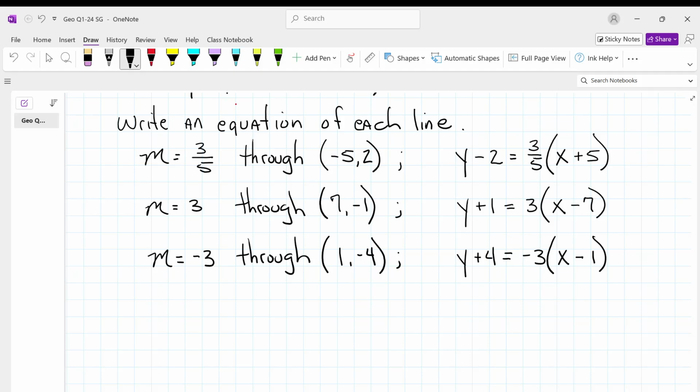Everybody okay with that? You're given the slope, you're given a point that's on the line, the opposite of the y value given goes right here. The opposite of the x value given goes right here. Slope goes between the equal sign and the parentheses.